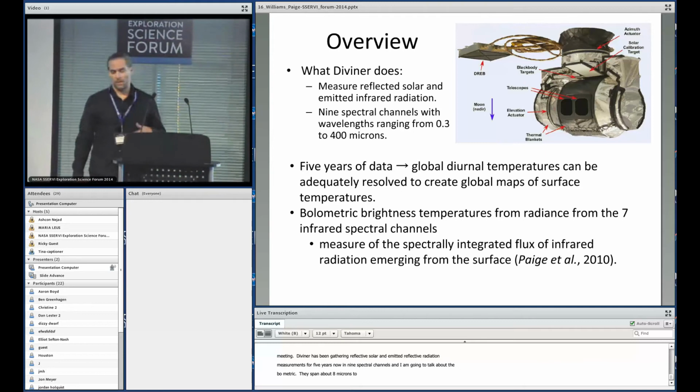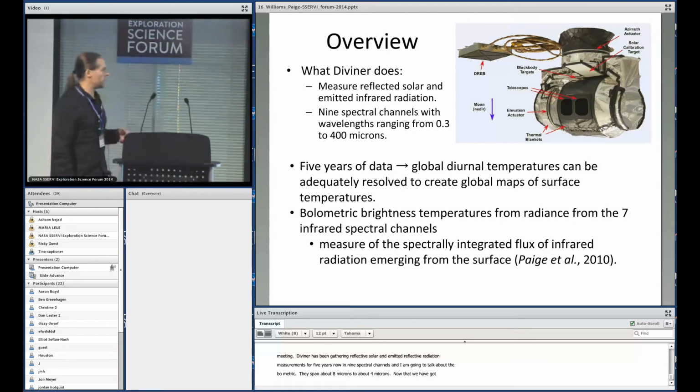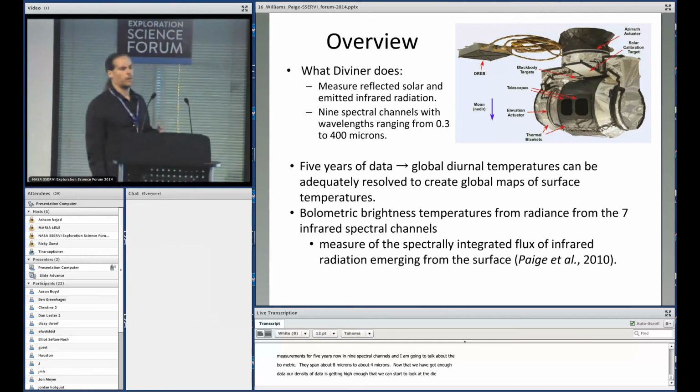And now that we've got enough data, our density of data is getting high enough that we can start to look at the diurnal temperatures globally all over the moon. We're starting to be able to resolve basically the diurnal temperature curve everywhere. And so we can make some nice global maps of surface temperatures.